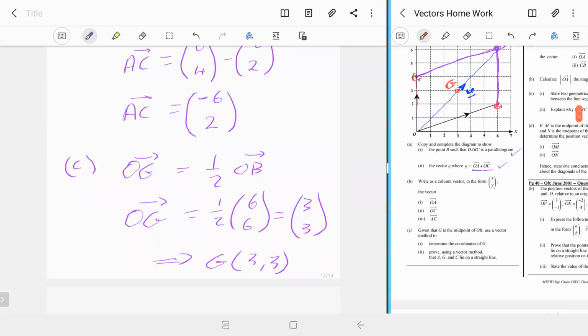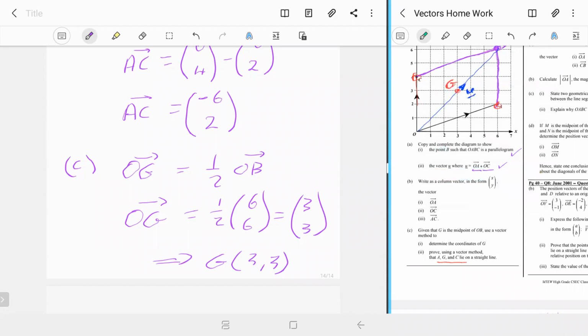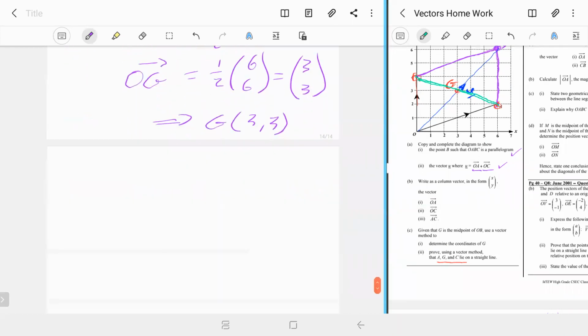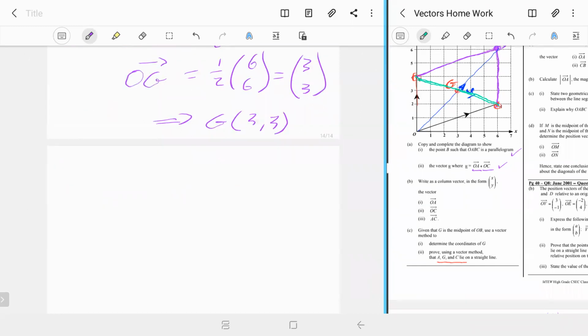And the last part now is for us to prove that a straight line exists somewhere. Prove that A, G and C are on a straight line, meaning that they are collinear. The points A, G and C, I'm going to draw them on the diagram now and show you. See them here? Show that they're on a straight line. All right, let's do it down here now. Part C2: A, G and C are on a straight line.